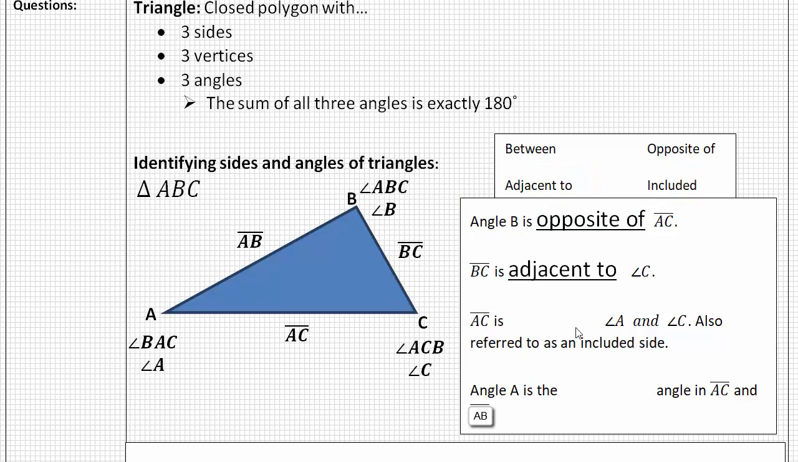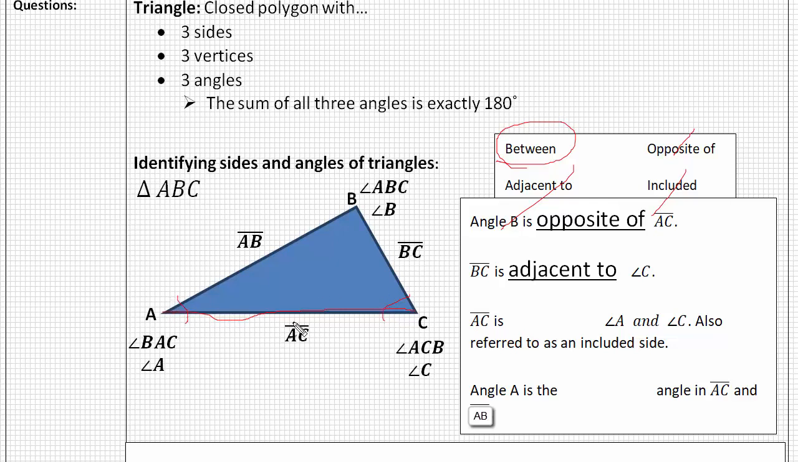Third one, line segment AC blank angle A and angle C, also referred to as an included side. So they're giving us a little bit of a hint here. Line segment AC here and angle A and angle C. Well, how does that relate? How does line segment AC relate to angle A and angle C? We've already used these words here. They used included, and it seems to make sense that line segment AC is between angle A and angle C.